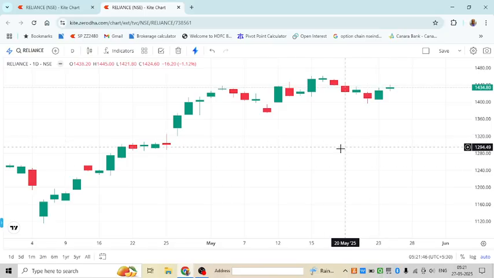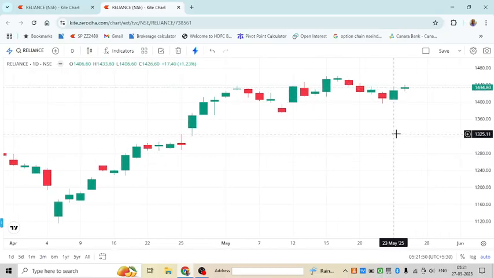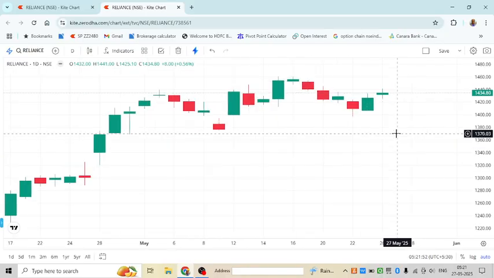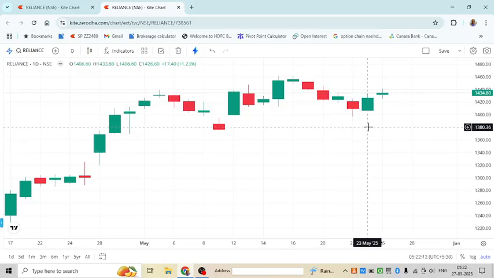Now here, how can we identify the bull and bear day? Here, the rectangle shape of the candle is called the body of the candle. If the body of the candle is filled with red color, then we say it is a bearish day. If the body of the candle is filled with green color, we say it is a bullish day.